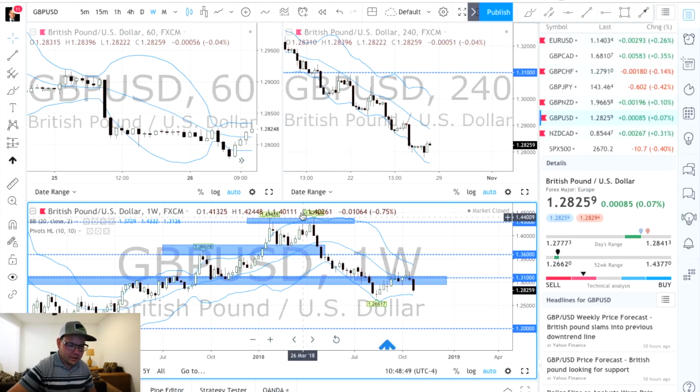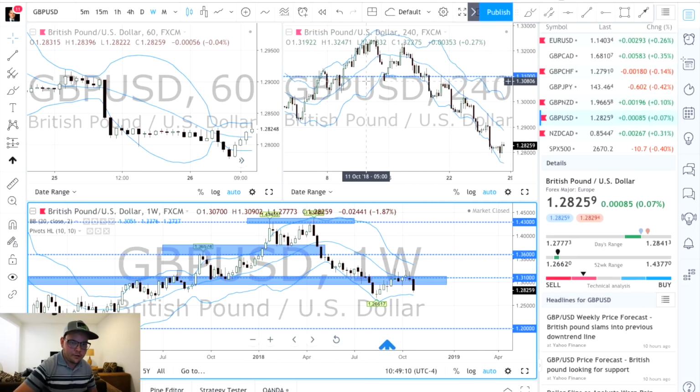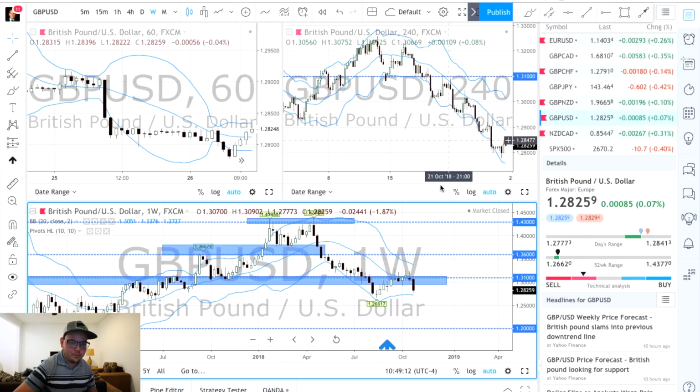GBPUSD has broken down from this support area, 1.31, a couple of weeks ago. And now it's doing a very traditional and simple retest to the level. So, a retracement back to the zone. And this is where you look for a bearish setup, in my opinion. We had nothing so far on this pair, but you could still look for a bearish setup, I think, at this level, off the 1.31 area.